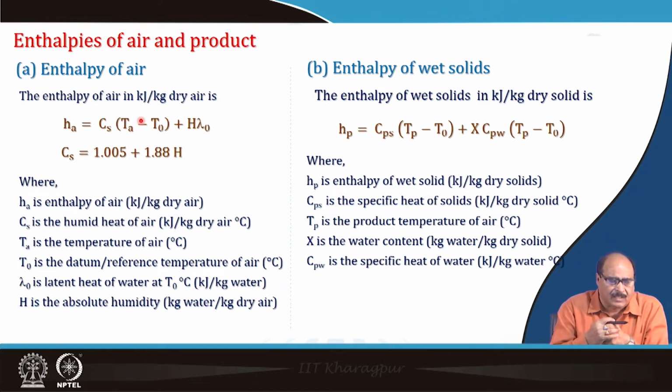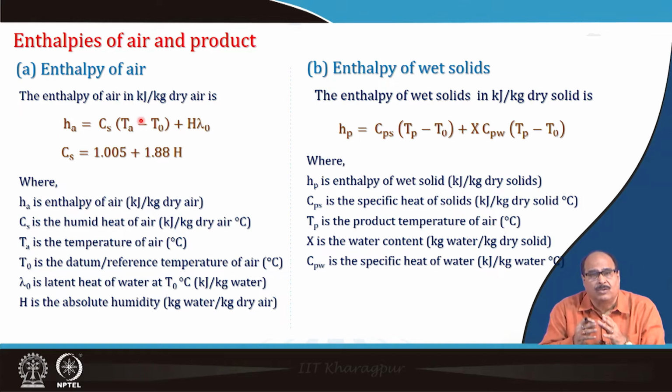You can use equations like HA = CS (TA - T0) + H λ0, where HA is the enthalpy of the air, CS is the humid heat of the air, TA and T0 are the temperature of the air and the reference temperature, λ0 is the latent heat of water at T0 degrees Celsius, and H is the absolute humidity. So if you have this information you can find out the enthalpy of the air as well as the enthalpy of the wet solids.